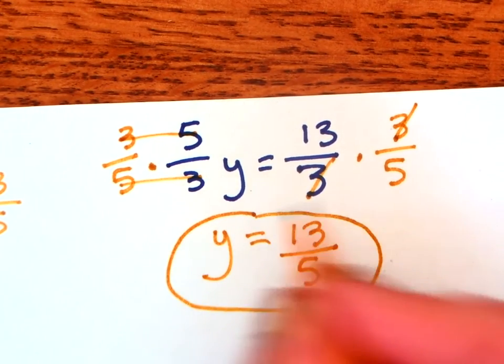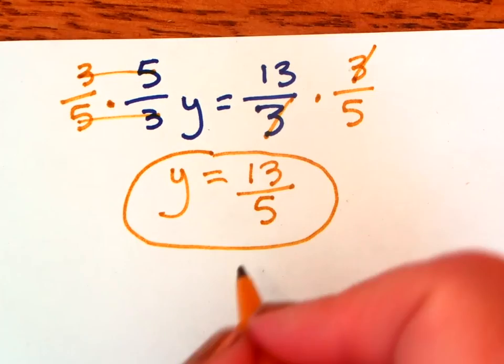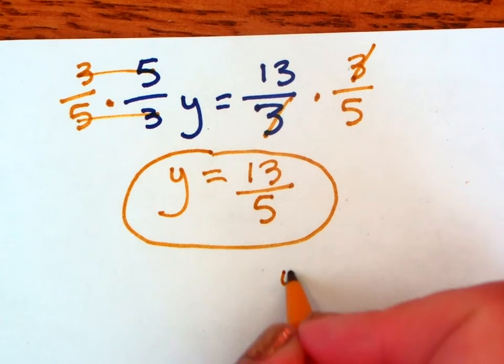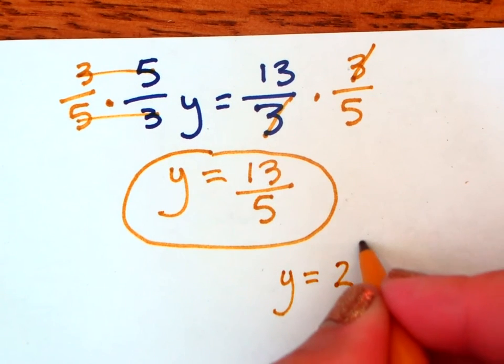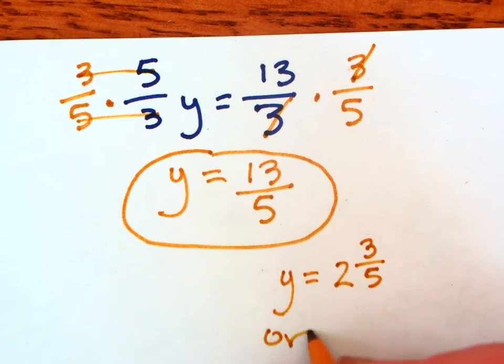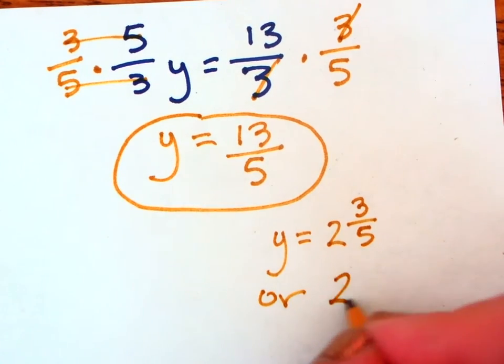Okay, now if you prefer the decimal version or the mixed fraction version, that's fine. So I don't mind the improper. So 2 3/5 is fine, or 2.6 is fine.